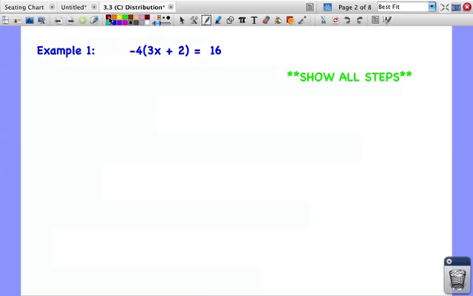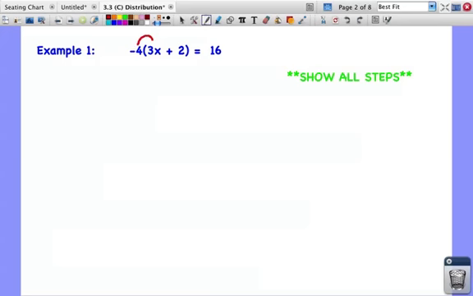Okay, so let's look at an example of an equation with the distributive property. All right, so I have negative 4 times 3x plus 2. Again, I can't simplify anything inside these parentheses because there's no like terms. So what I need to do is distribute, and then we can start solving our equations. Whenever we're solving equations, we want to get rid of the parentheses almost as early as possible, and then we can use our normal steps to solve from there.